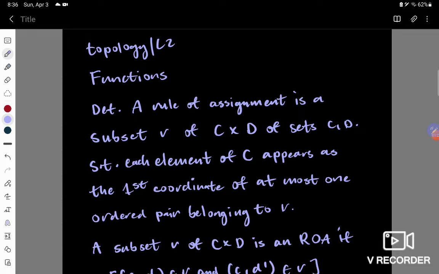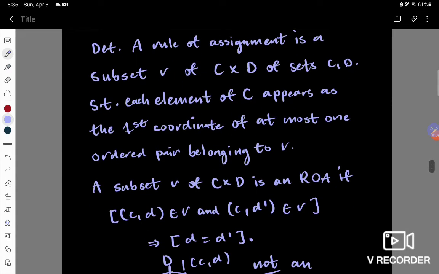And we're going to start with this auxiliary definition, where we define a rule of assignment, which is a subset R, lowercase r, of the Cartesian product of two sets C and D. So it consists of some amount of ordered pairs with first element in the set C and second element in the set D. And it satisfies the condition that, as a whole set, every element of C appears as the first coordinate of at most one ordered pair belonging to R.